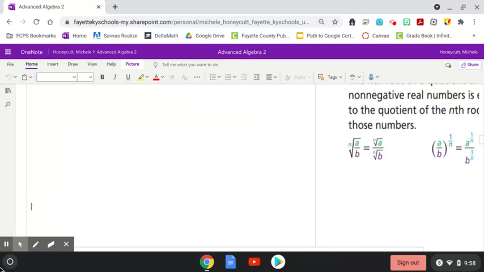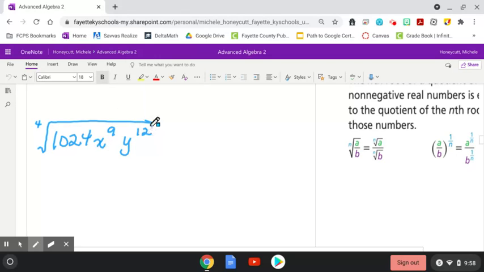So let's do an extra example. You can just add this one in. We'll do the fourth root of 1024, x to the 9th, y to the 12th. So I'm going to simplify. I'm going to write this out. The fourth root of 1024 times the fourth root of x to the 9th times the fourth root of y to the 12th.